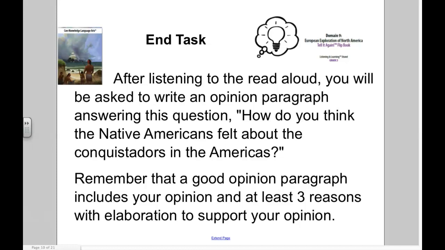End task. After listening to the read aloud, you'll be asked to write an opinion paragraph answering this question. How do you think the Native Americans felt about the conquistadors in the Americas? Remember that a good opinion paragraph includes your opinion and at least 3 reasons with elaboration to support your opinion.